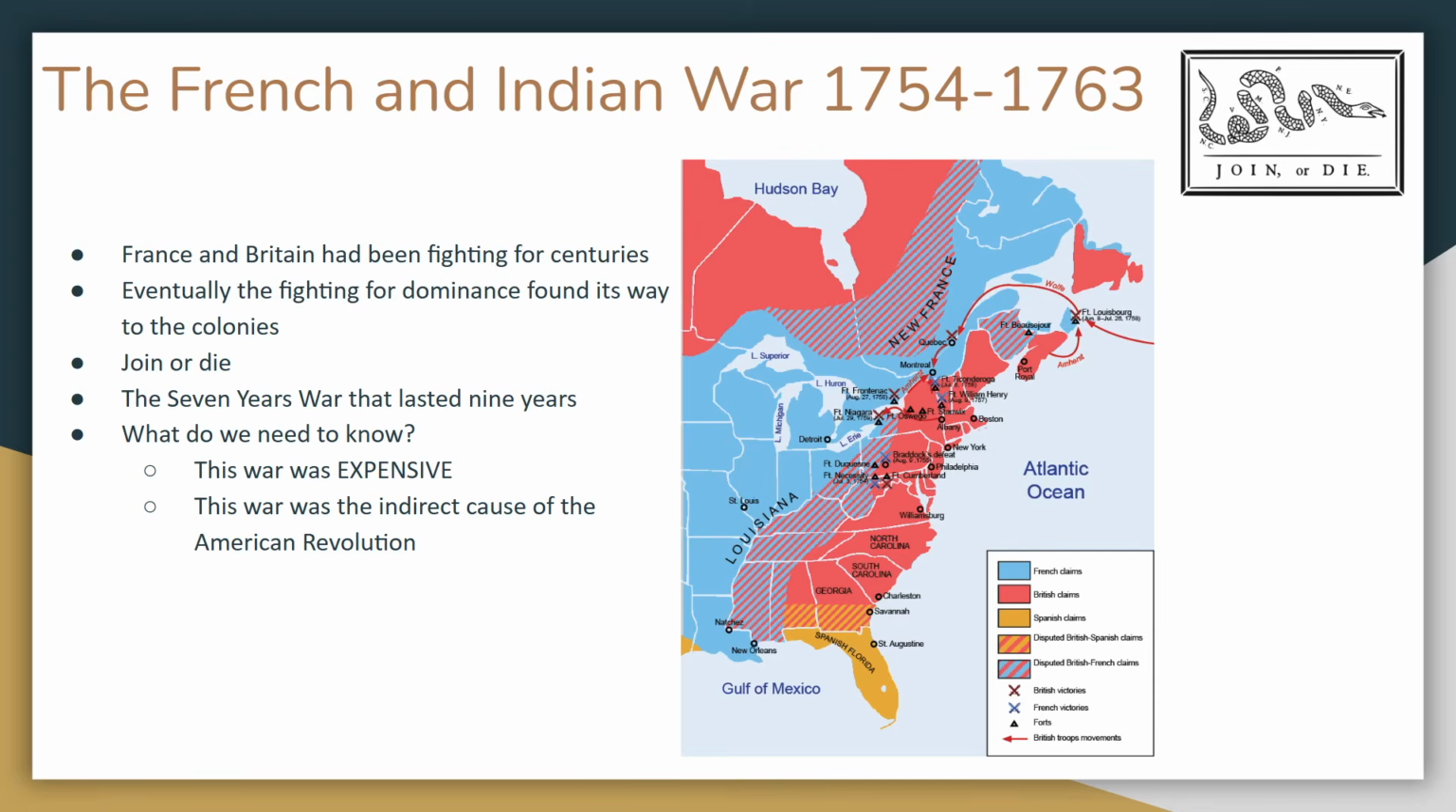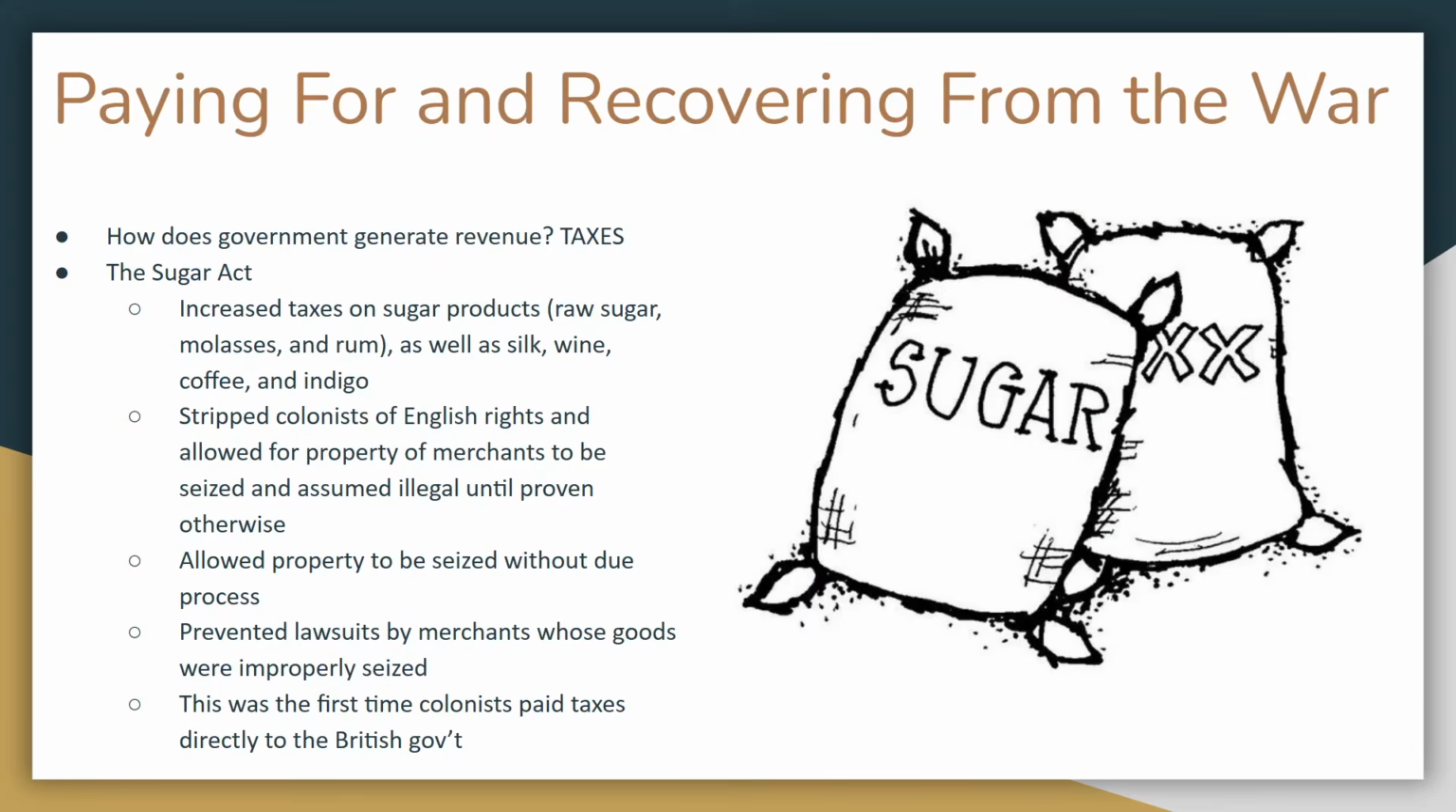So, moving on. How does the government generate revenue? Well, taxes. And there's going to be a lot of them, and it's going to be on stuff that was never previously taxed, and it's going to be on stuff that is very important to the colonists.